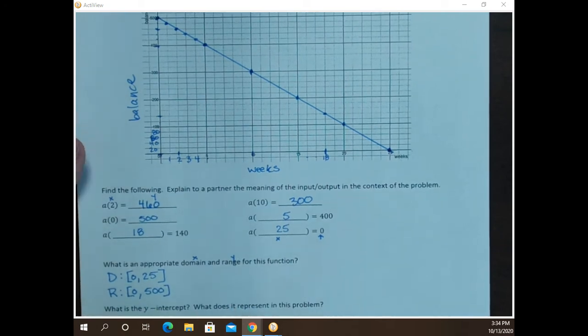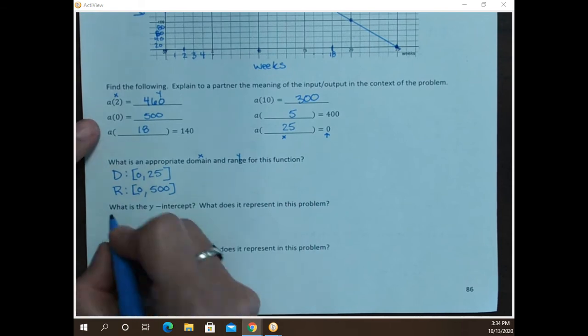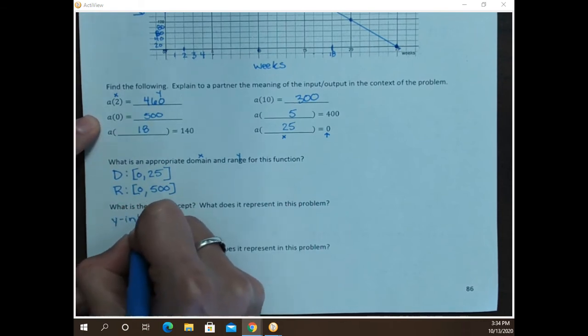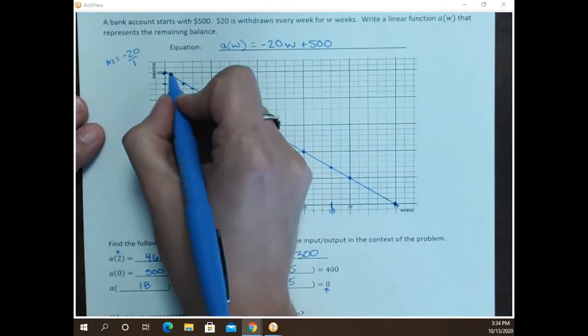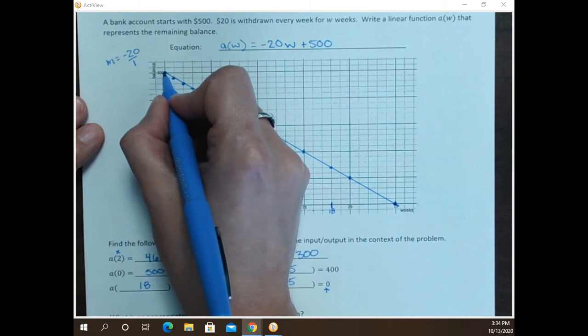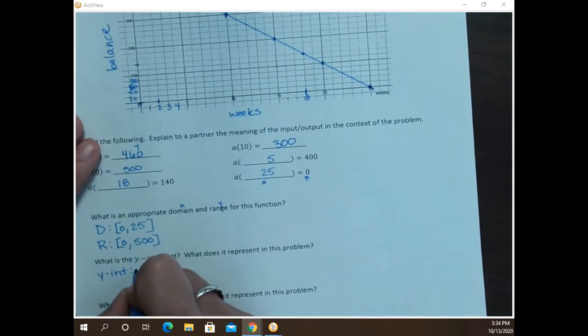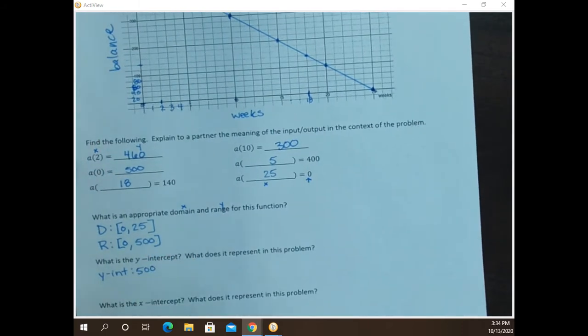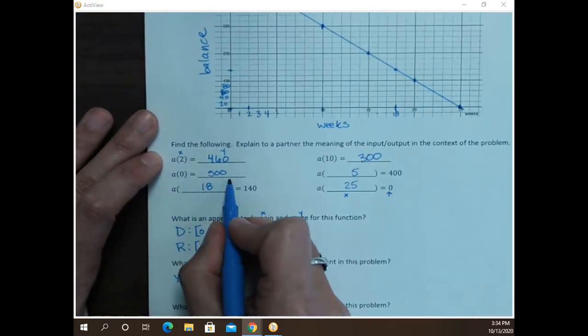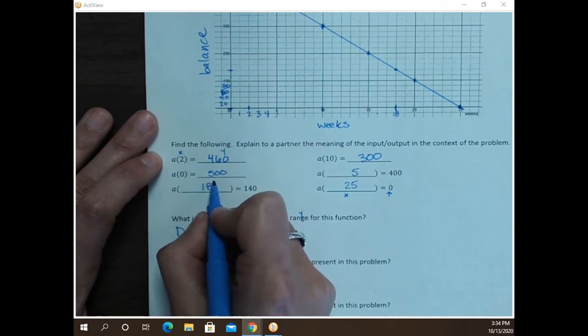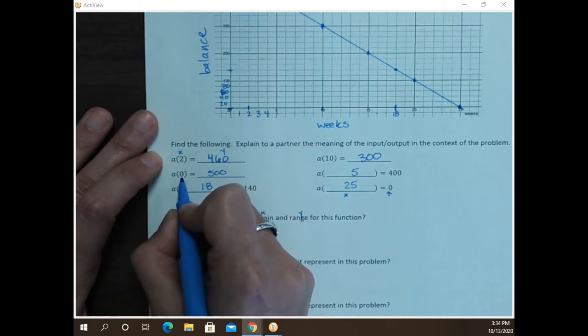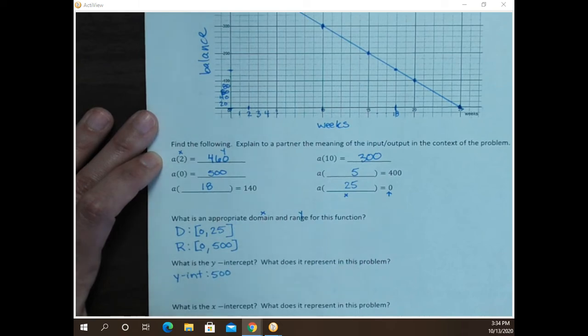And then the last couple questions are about x and y intercepts. So our y-intercept for this graph, we can see on the graph itself, right, when we cross the y-axis, that happens when x is, or when y, I should say, is 500. So 500. We can also see that here in our function notation. The y-intercept happens when x is 0. When x is 0, y is 500.